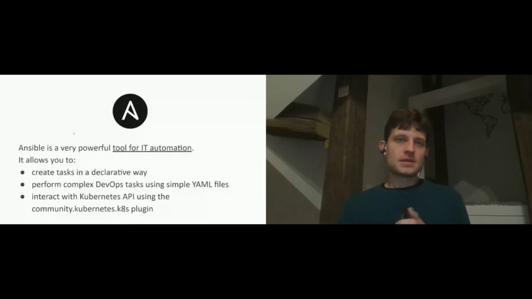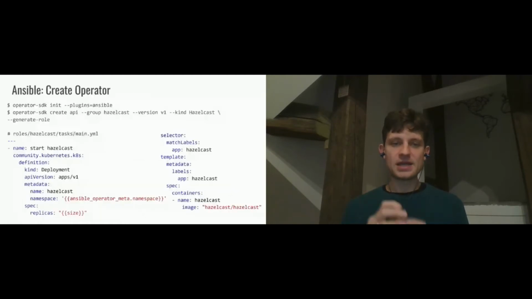So if you would like to create an operator, let's do the same example. We would like to create a Hazelcast operator using Ansible. We first need to scaffold the project. So we execute operator-sdk init, operator-sdk create api, and the project is scaffolded. Then we need to implement our logic, and we can do it in roles, Hazelcast, tasks, main.yaml.